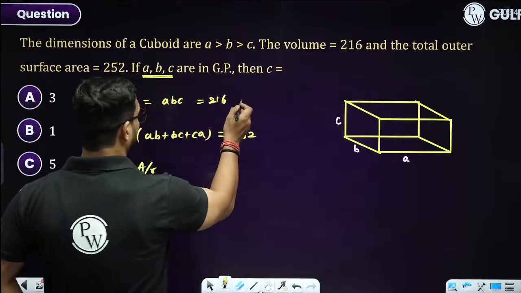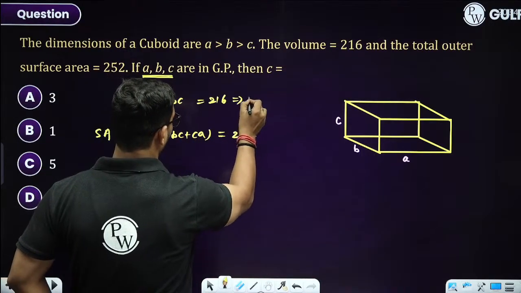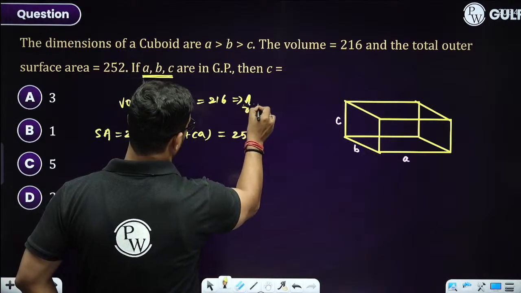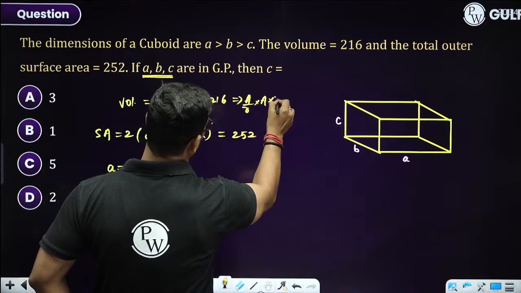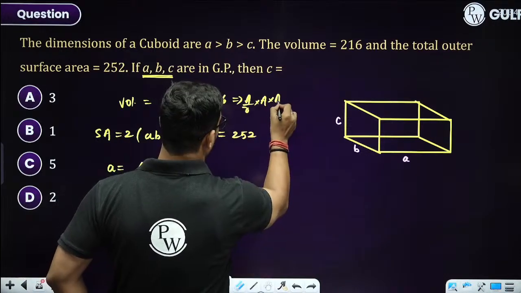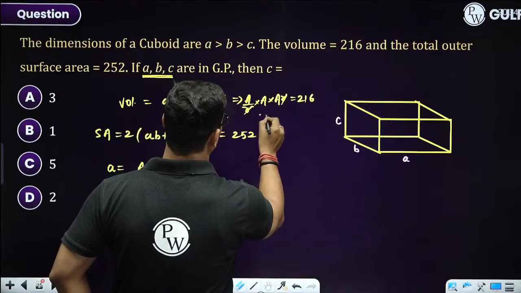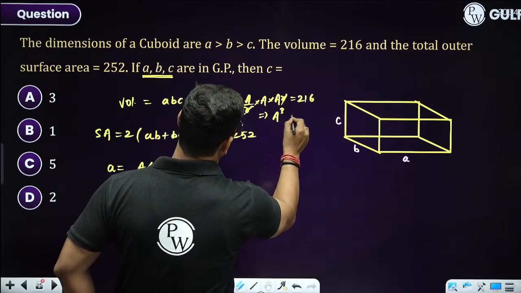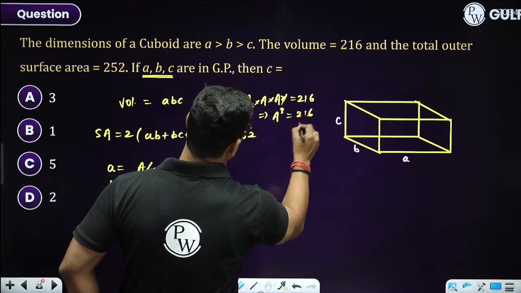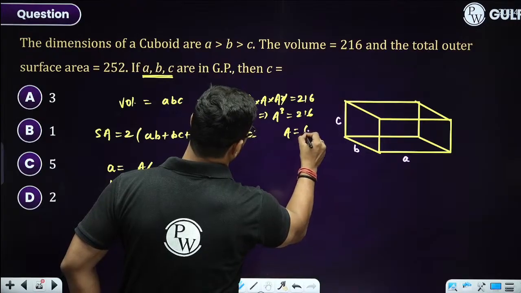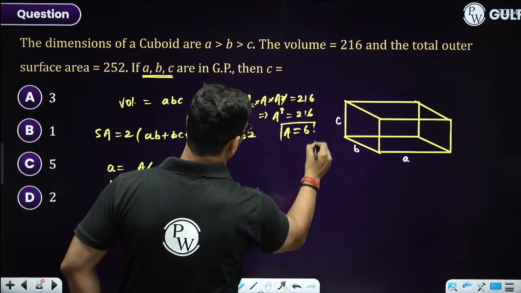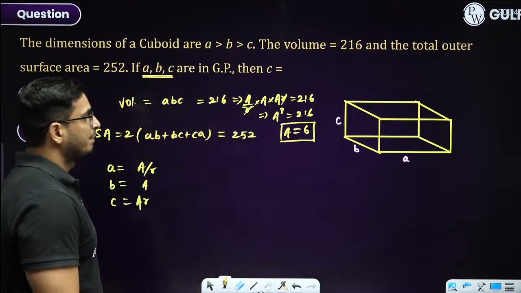So multiply here. What do we have? A by R into A into AR equals 216. So R and R are gone. What do we have? A cube equals 216. I think A is 6.